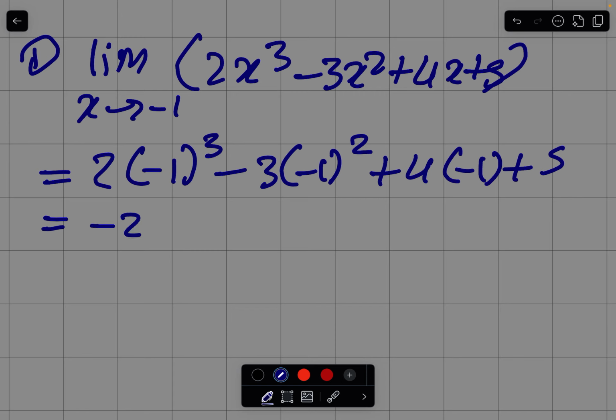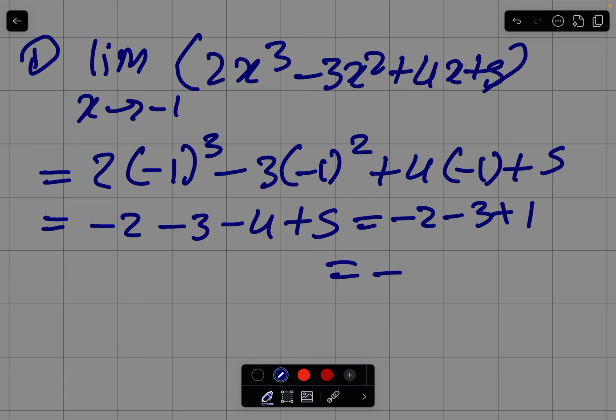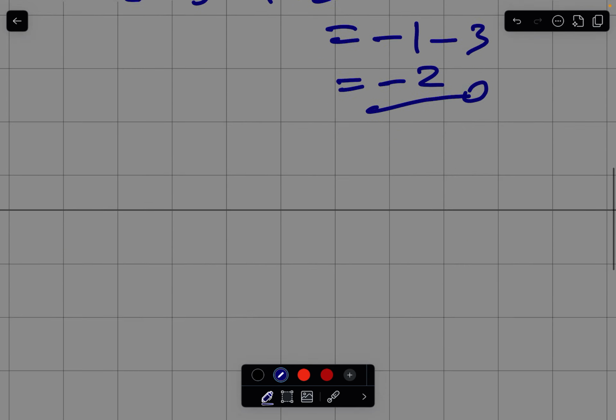Therefore, we are going to have -2 minus 3 minus 4 plus 5. So we have -2 minus 3, minus 4 plus 5 which is plus 1, which equals -1. Understand?